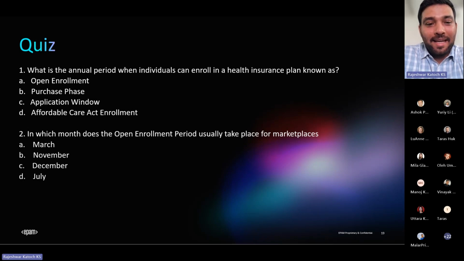The correct answer is open enrollment. That is the annual period when an individual can enroll in a health insurance plan. I was also explaining, there are enrollment periods and all. It is in the month of November, that is where open enrollment is. Coming on to the second question: which month does the open enrollment period usually take place for the marketplace? I just gave you a hint. Is it March, November, December, or July?